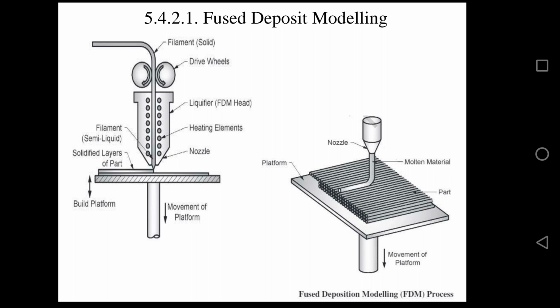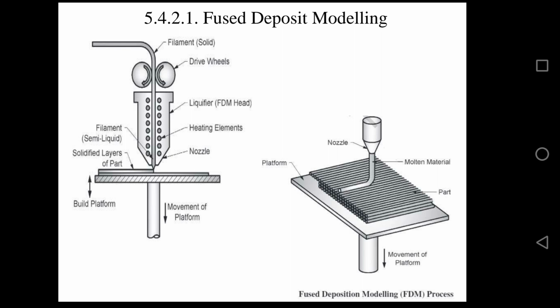What we do? We use the material in the form of filaments, and we are going to heat it in a FDM head slightly above the melting temperature of the material. Then the semi-liquid material is going to extrude through the movable nozzle that travels in the X and Y plane to create a two-dimensional layer of material on the build platform.